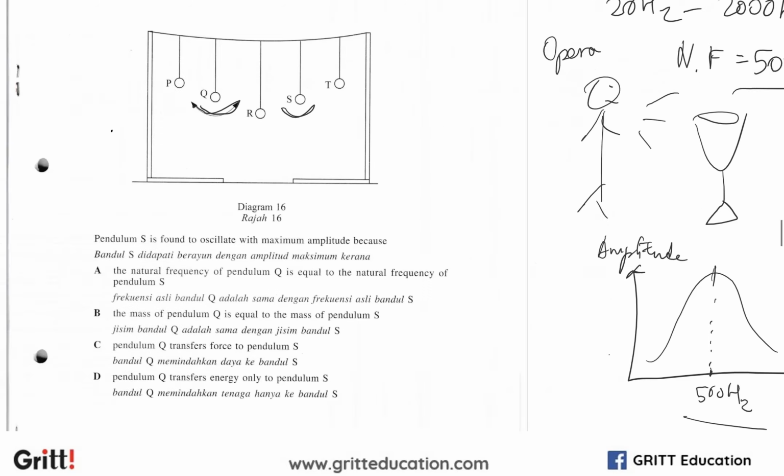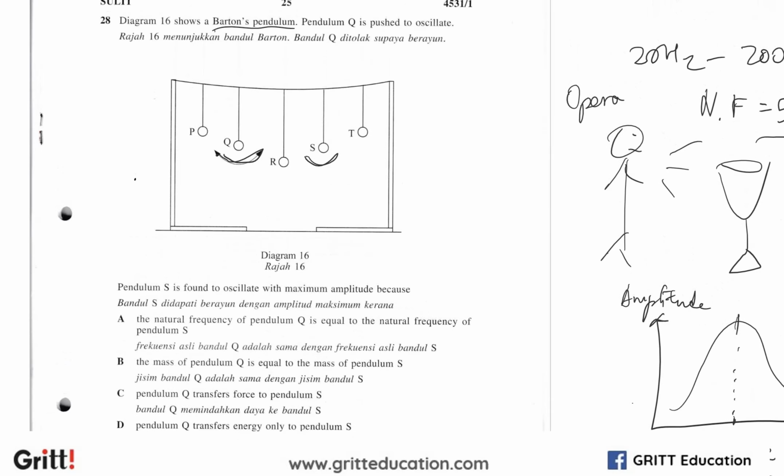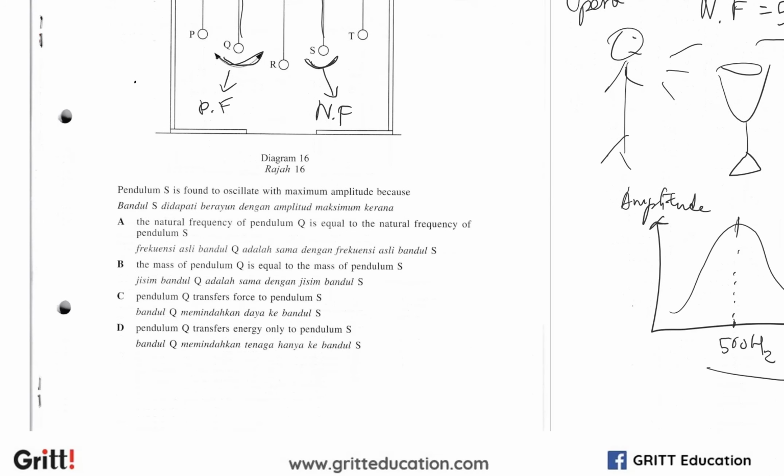maximum amplitude. So when we come to here, the reason why S oscillates at maximum amplitude is because the driver frequency of pendulum Q is equal to the natural frequency of pendulum S. Q is like the opera singer while S is like the wine glass. In this case, natural frequency is determined by the length of the string that is attached to the pendulum. So let's go through the answers.